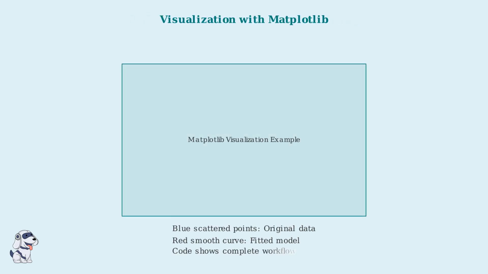This example shows how Python's matplotlib creates professional visualizations. The scattered blue points represent original data, while the smooth red curve shows the fitted model. The complete code workflow is visible above the plot.